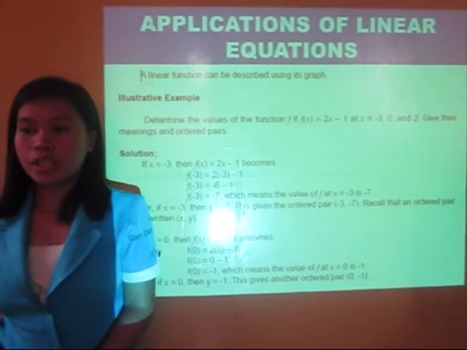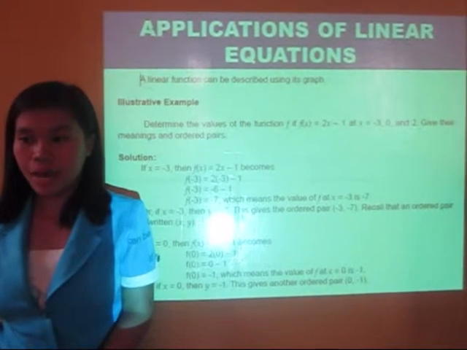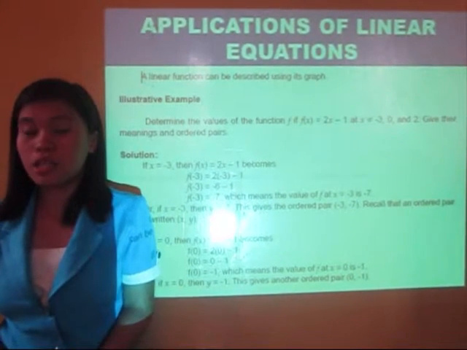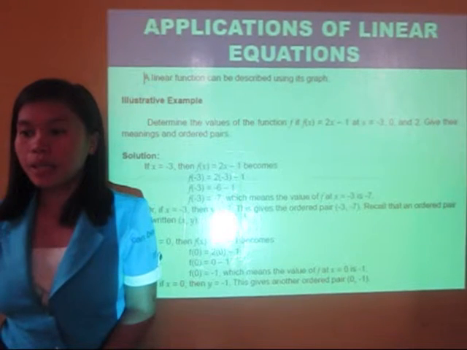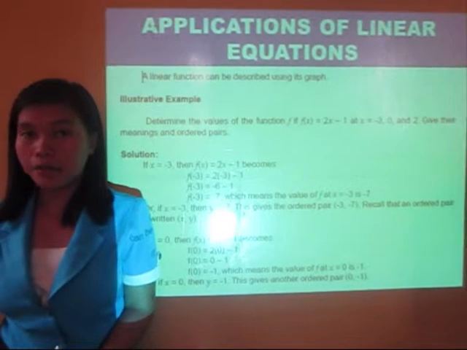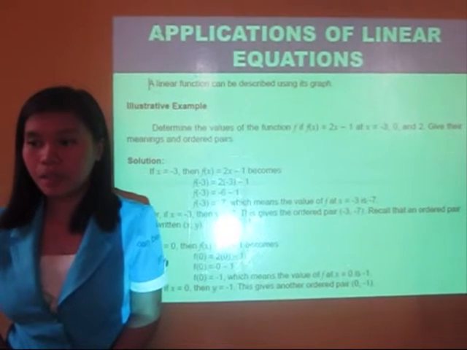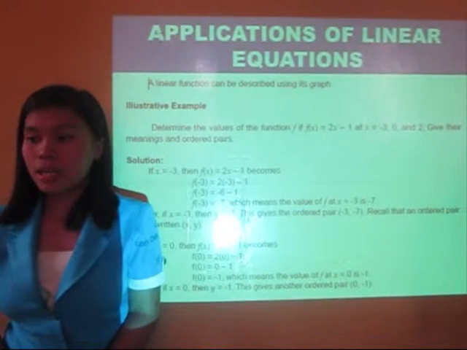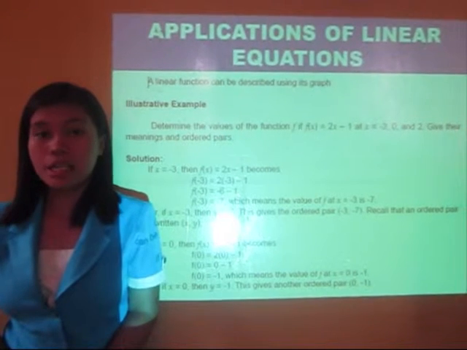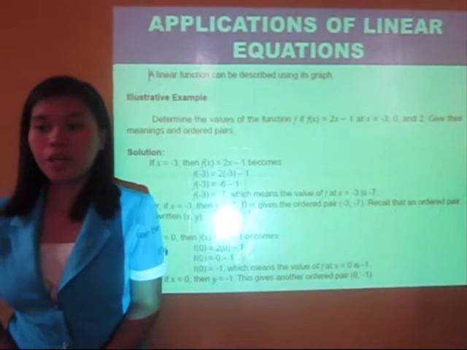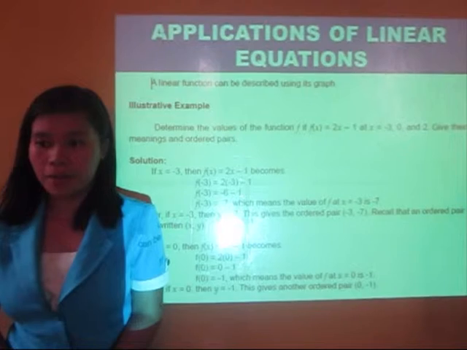A linear function can be described using its graph. Let's have this illustrative example. Determine the values of the function f if f of x is equal to 2x minus 1 at x equals negative 3, 0, and 2. Give their meanings and their ordered pairs.